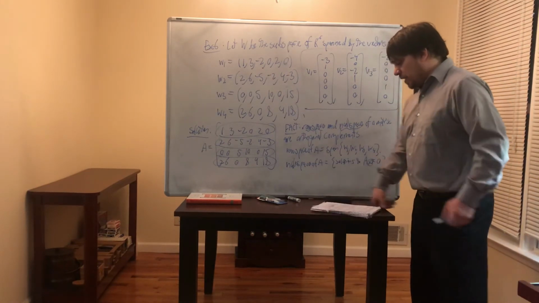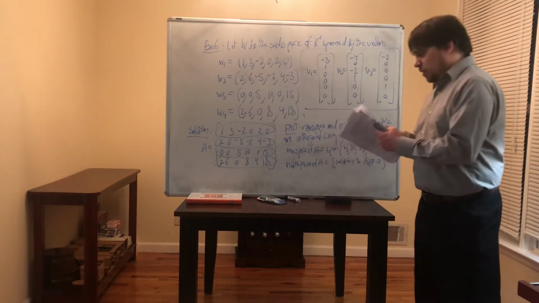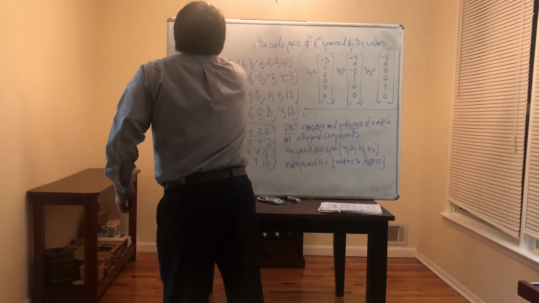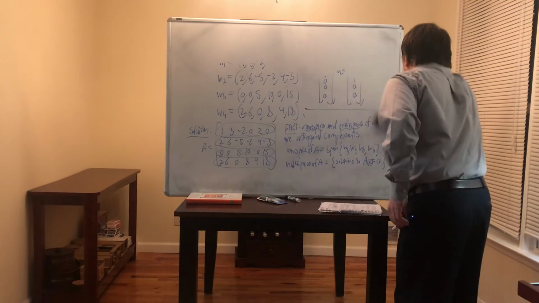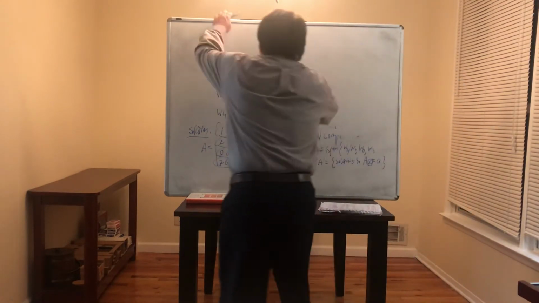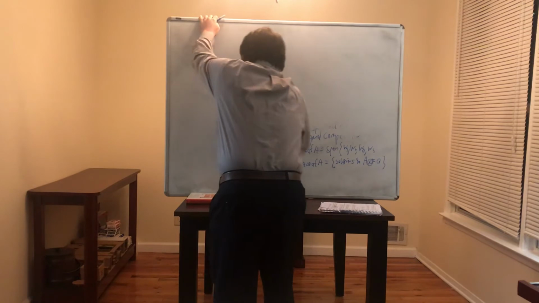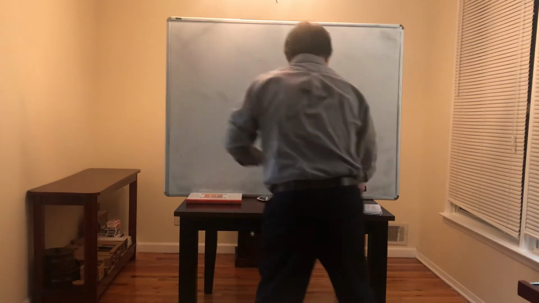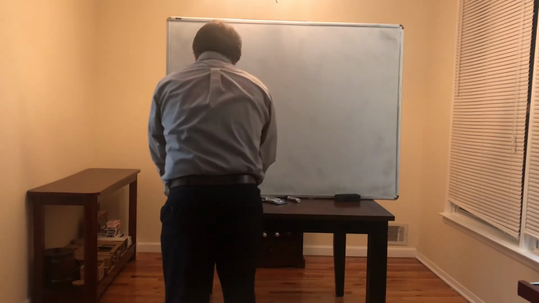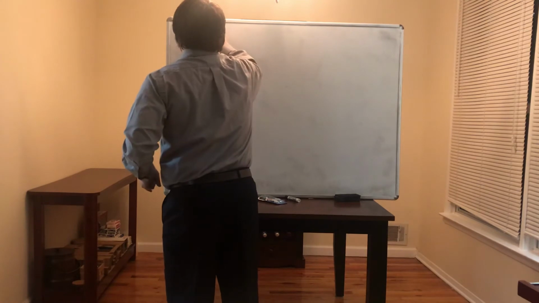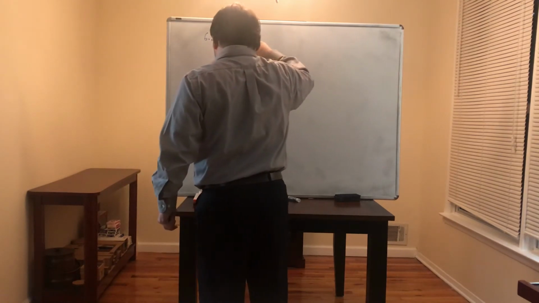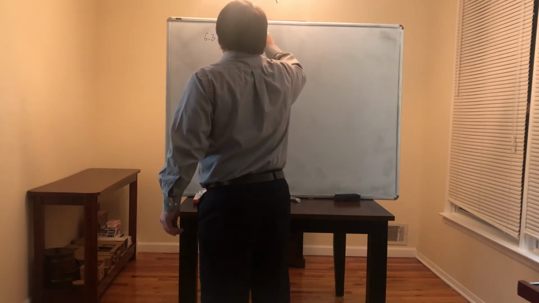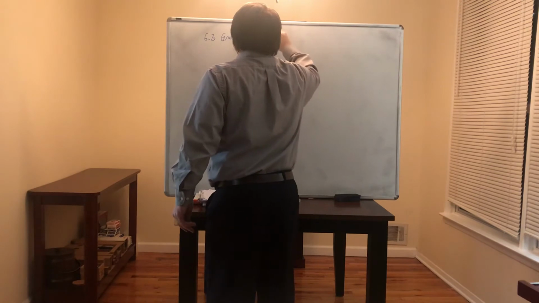Okay? So that's example 6. And that's the end of 6.2. And so let's go to 6.3. So 6.3 is the Gram-Schmidt process. Okay? So 6.3 is on what's called the Gram-Schmidt process.